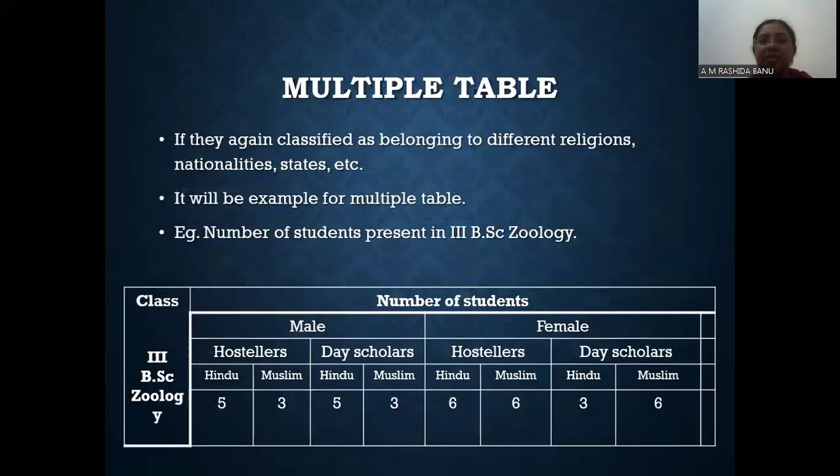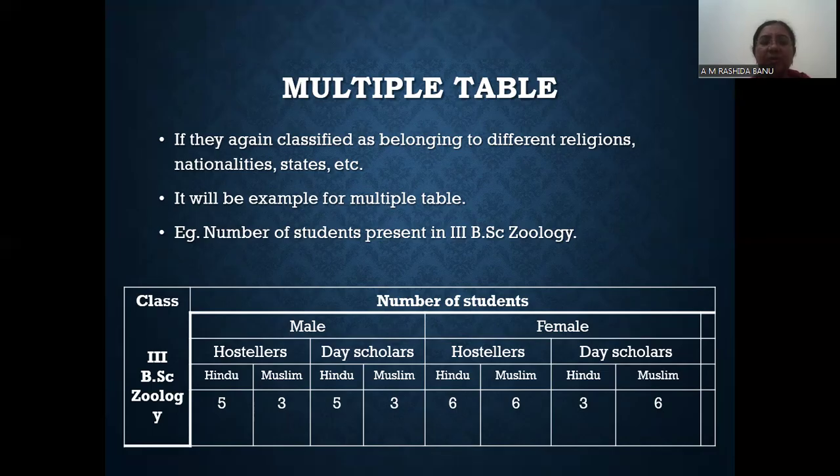In multiple tables, we are taking more than that, that is, more than 3 attributes at a time. For example, the number of students we have taken, then depending upon the gender, we have separated as male and female. Then depending upon residence, we have separated into whether they are coming from home or hostel. And again, depending on the religion, we have divided into Hindu and Muslims.